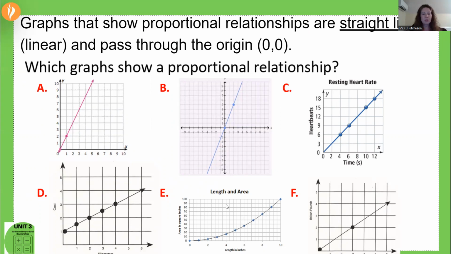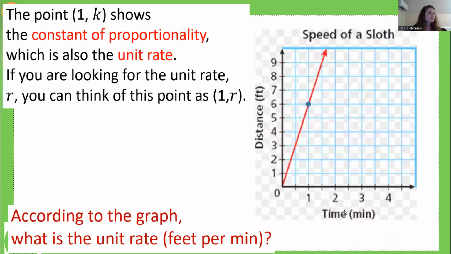Letter E, is it proportional? No, because it's not a straight line. It does go through 0, 0, but it's not a straight line. And letter F is yes. It shows a proportional relationship. It's straight, it goes through the origin. Easy peasy, right?